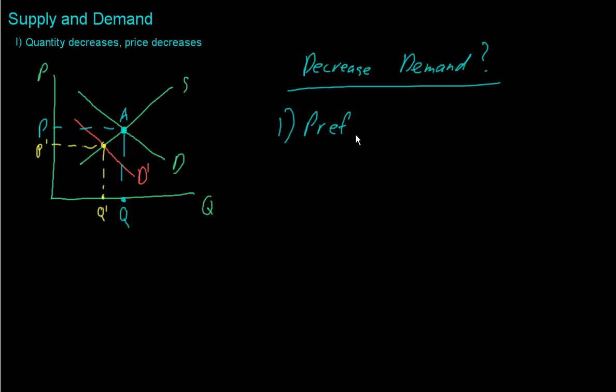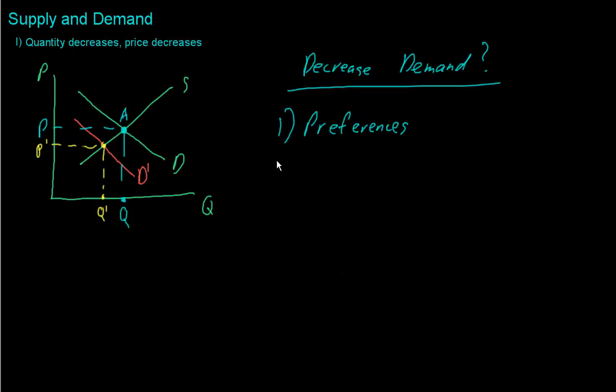You're going to see that all of these are kind of parallels for what was in the increase in demand video. So a change in preferences, if everyone just wants to go surfing less, maybe there's a new sport that comes out that's way cooler than surfing, so no one wants to go surf anymore. So that would lead to a decrease in demand.